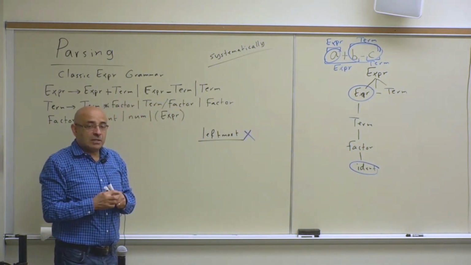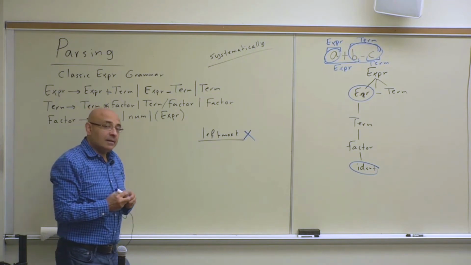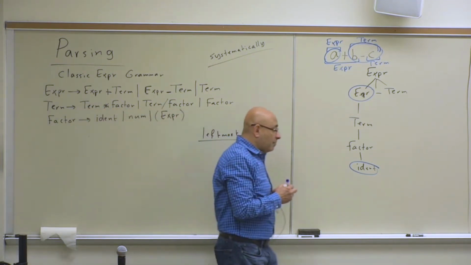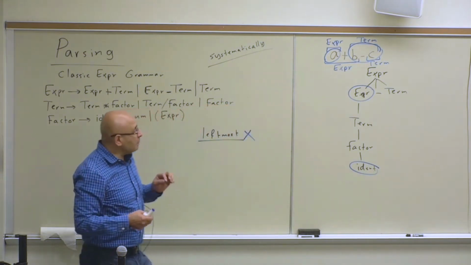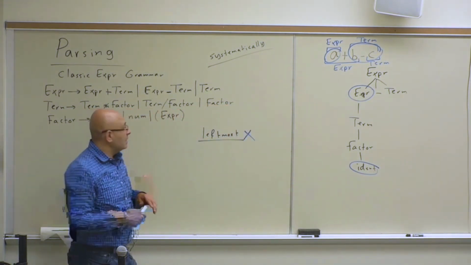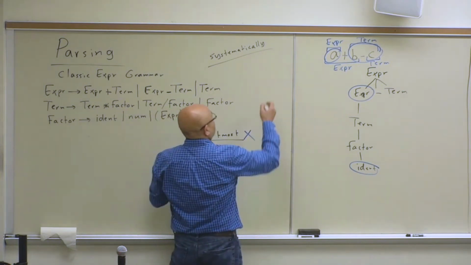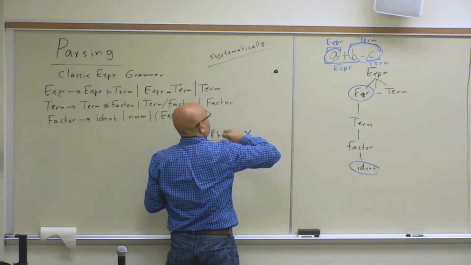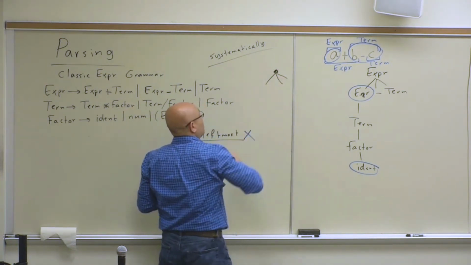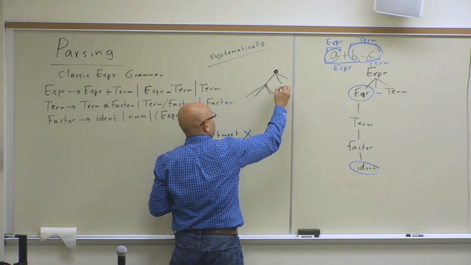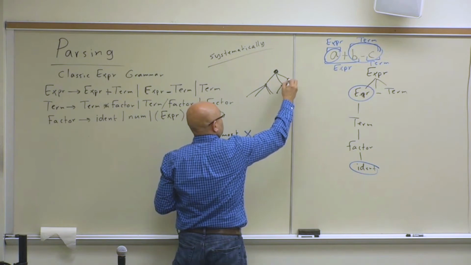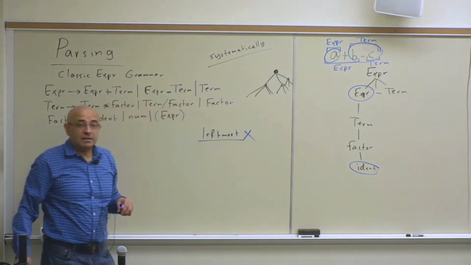OK. So what's the point here? The point is that if you have multiple options, that will result in a decision tree. So this is your tree. This is the root of your tree. And if you have multiple decisions to make, and then after each decision you have multiple decisions to make, this will result in a decision tree.